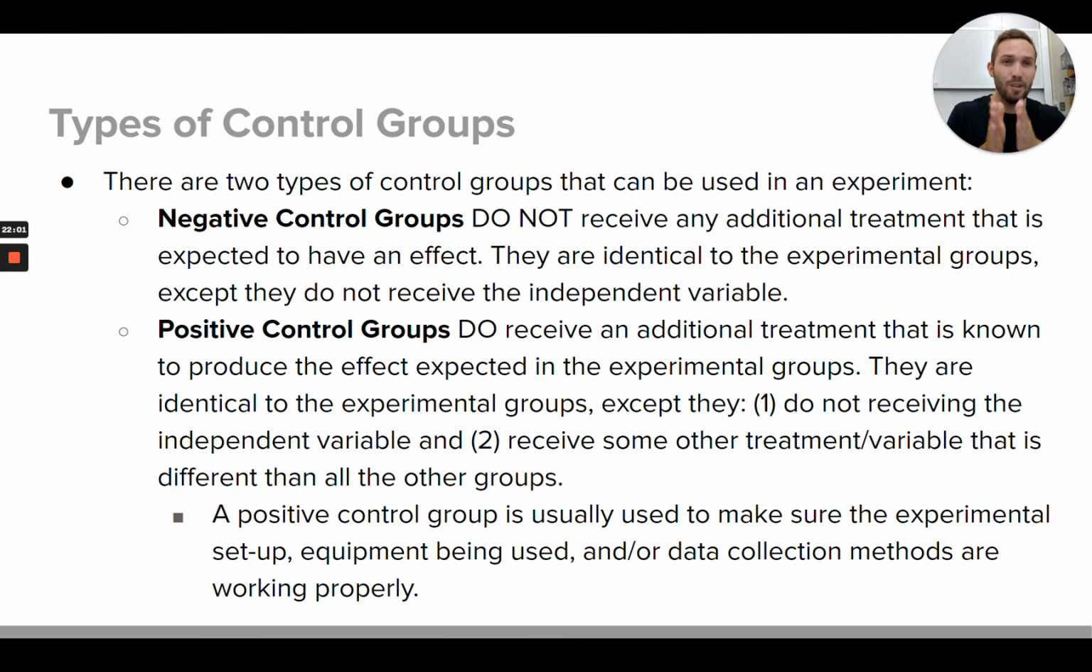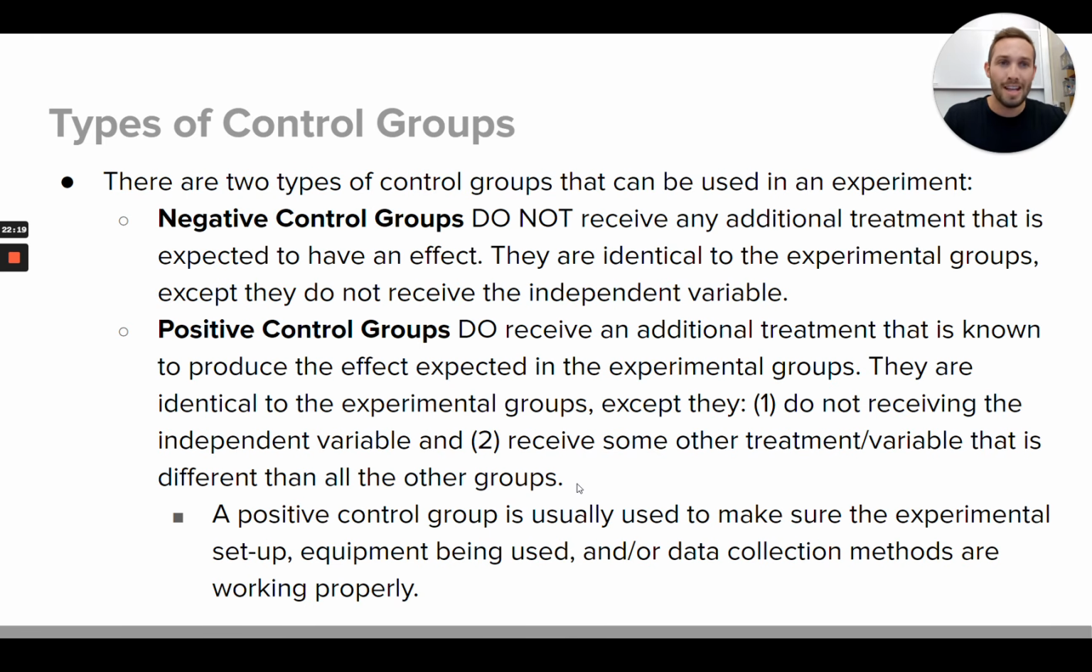So for the fish example, their water temperature would stay the same. We're not going to change the water temperature. But then there's going to be something else different. The other thing that's going to be different about a positive control group is that it's going to receive some other treatment or variable that is different from all the other groups.